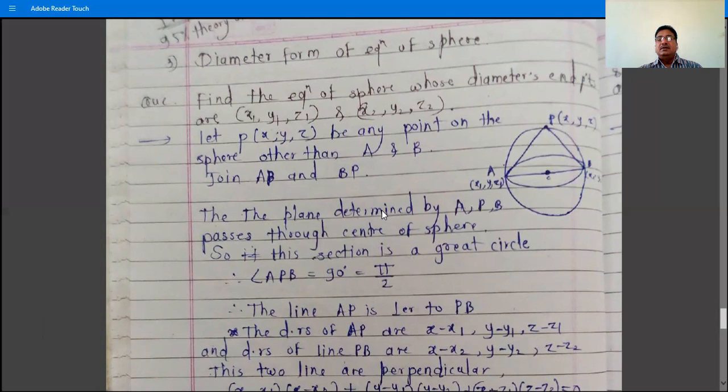The plane determined by APB passes through the center of the sphere, because the line AB passes through the center C. So if this plane passes through the center of the sphere, this section is a great circle. The section of a sphere by any plane is a circle, and since this plane passes through the center of the sphere, it is a great circle.